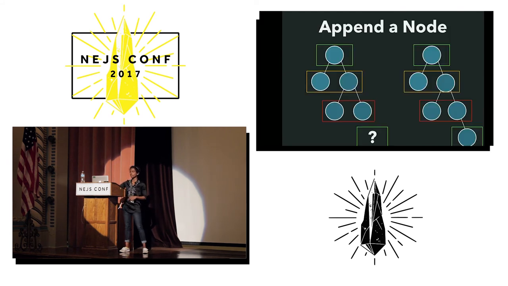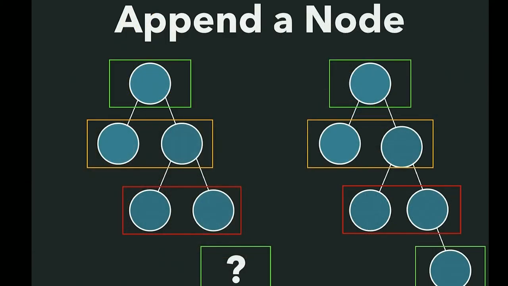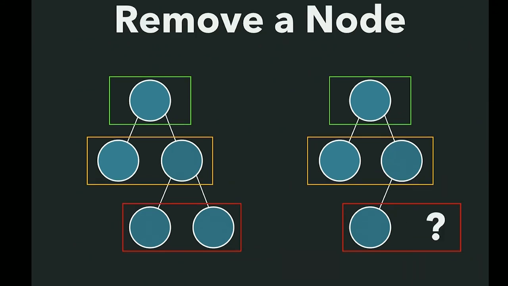To append a node in virtual DOM, you would have an old tree and then a new tree, and as it does that lateral comparison, it notices that the first tree is 3 levels deep and the second tree is 4 levels deep. Because there is a discrepancy in the number of levels, it's able to append that change and patch that directly to the DOM. Removing a node is pretty much the same here, except there are 3 levels on each.